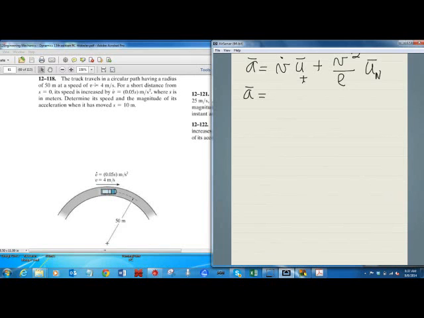So that would be 0.5 in the tangent direction. Plus, what's the speed? Just calculate. Square root of 21, squared, is 21, over the radius of curvature, which they said was 50.